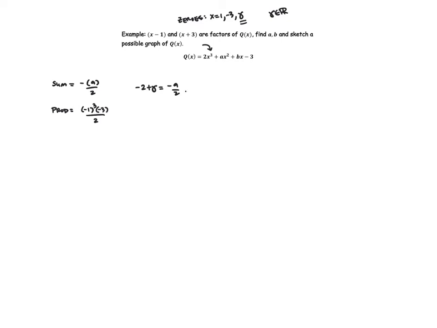I'm actually going to simplify that a little bit because I'm seeking a. I'm going to multiply both sides by negative 2. That'll give me 4 minus 2 gamma is equal to a. That'll assist me in finding a in a moment. The product of the three zeros is going to be equivalent to whatever this would simplify to, which will be 3 halves. So the product of the 3, which would be negative 3 gamma, is going to be equal to 3 halves, which tells us that gamma is going to be equal to negative a half.